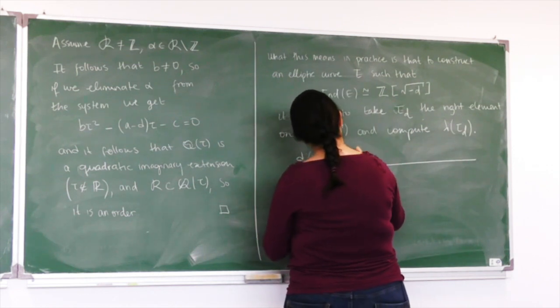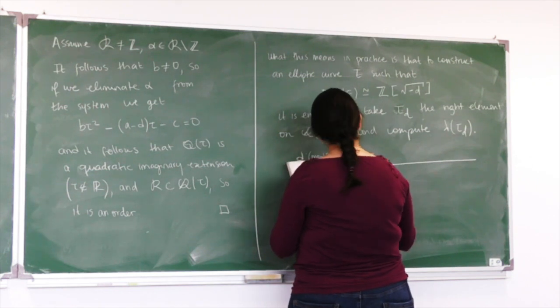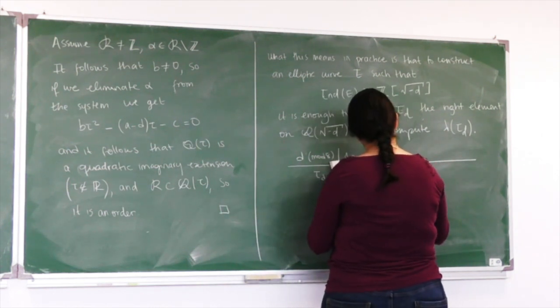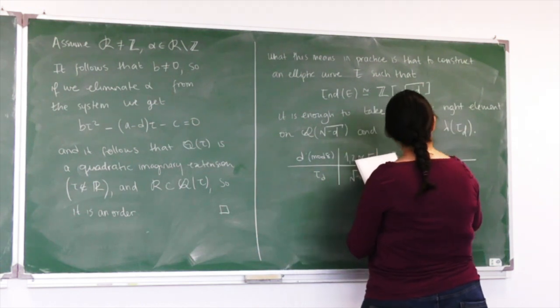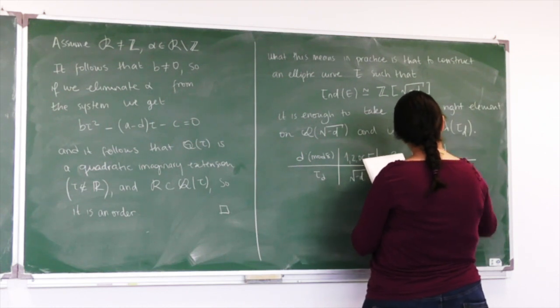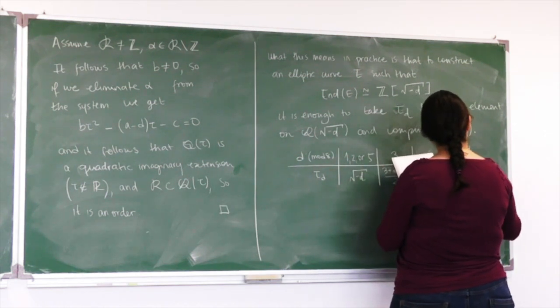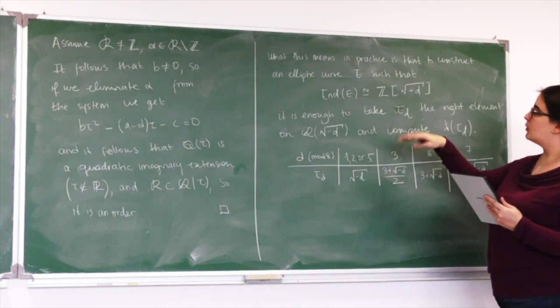So if D mod 8 is 1, 2, or 5, then we just take the square root of minus D. If it's 3, we take (3 plus the square root of minus D) divided by 2. If it's 6, we take 3 plus the square root of minus D. And finally, if it's 7, we take (minus 3 plus the square root of minus D) divided by 2. So this is the way that we choose tau_D to do these computations.